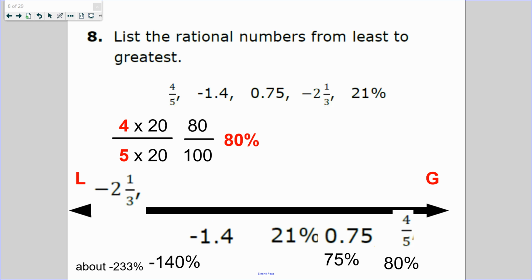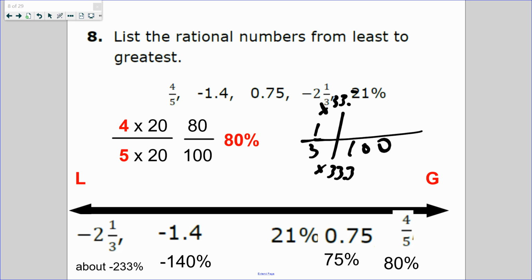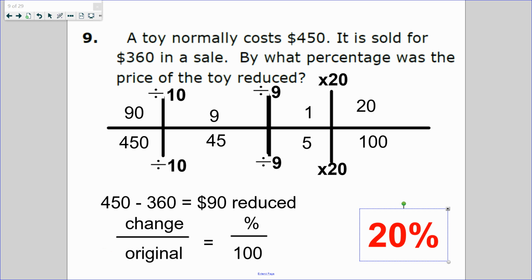Now let's, well, -2 is definitely smaller than -1. So I know -2 goes to the left of -1. But if you would like to be more specific, this is -1 or -140%. This is -200. And 1/3, in case you forgot, you have to know this, 1/3 to build 100% is times 33.3, times 33.3. So it's 33.3%, or about -233%.